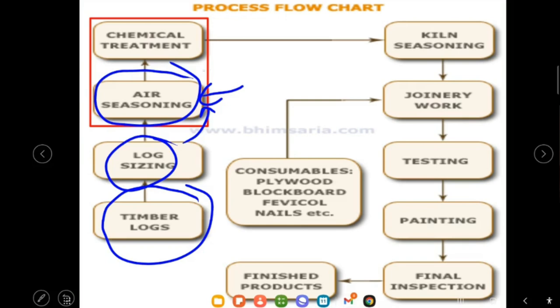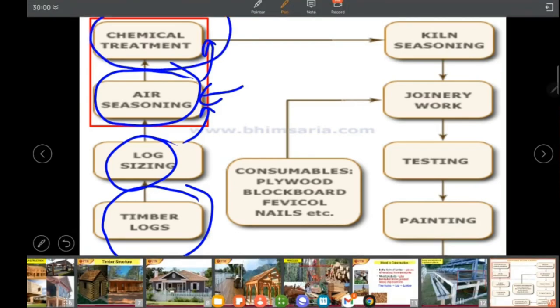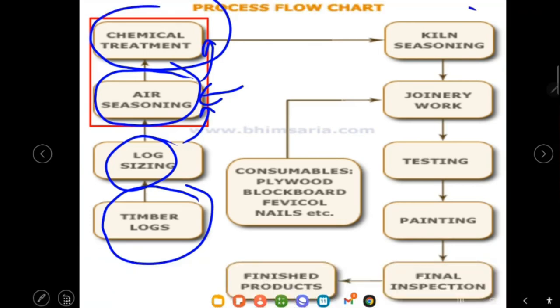And then after that, we will do a chemical treatment. This treatment is what we call a preservative. This preservative is an inhibitor to prevent our timber from attack by, for example, fungi, insects, and so on. So this is also one of the most important processes. And then after that is kiln seasoning. We have air seasoning and also kiln seasoning.